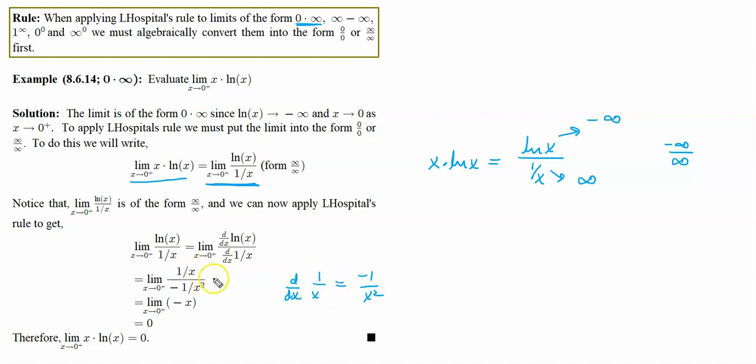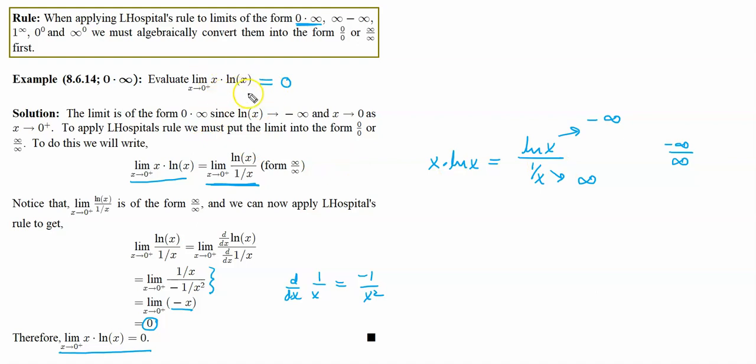Now, simplifying this right here, this simplifies as -x, and we get 0 for our limit then. Right, limit as x approaches 0 from the right of -x is just 0. And so that is our answer. So there you go. So this is equal to 0. And once again, we did that by writing x times ln x as ln x divided by 1 over x. This is of the form infinity over infinity, and we applied L'Hopital's rule.